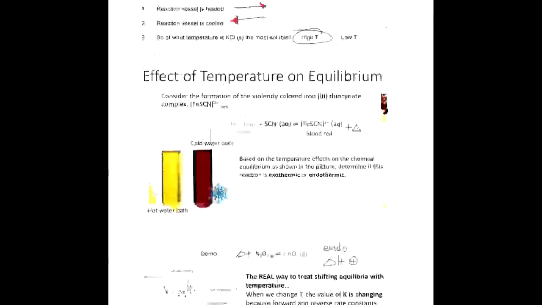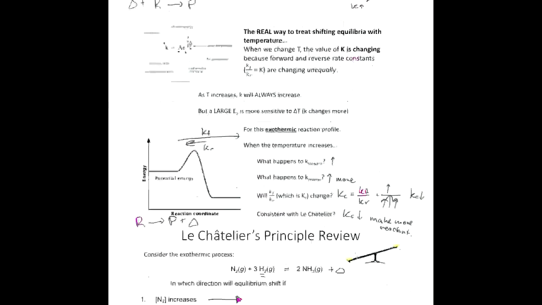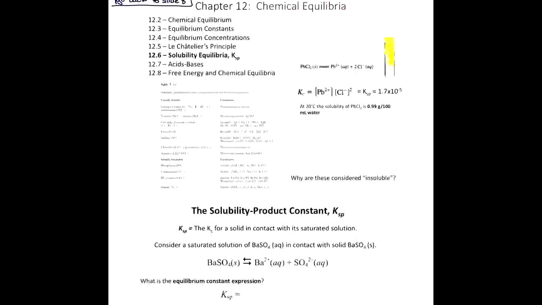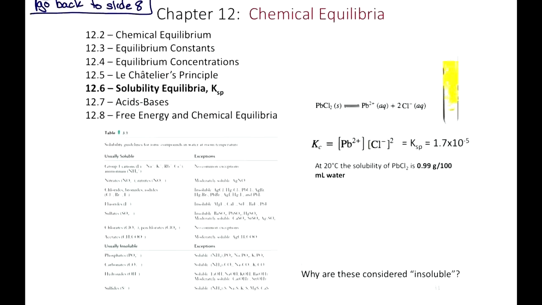We used Q to predict which way a reaction can go. So we're going to move on to slide 31, where we left off. We talked about K, the equilibrium constant, ICE tables, and Le Chatelier's principle. Now we're going to use different applications of equilibrium to discuss other phenomena in the world, and that includes solubility.